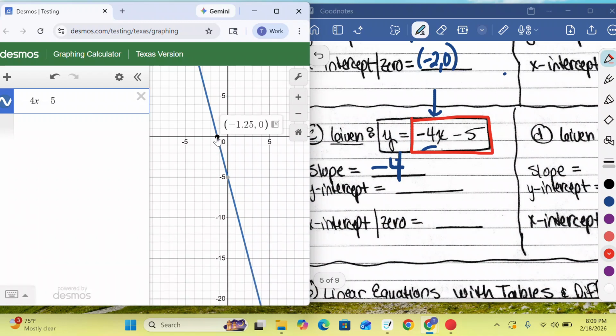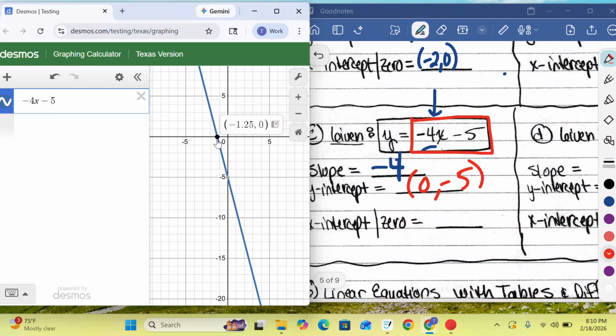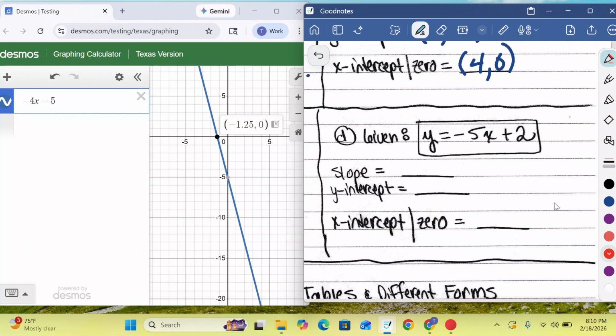And I get my x-intercept. My x-intercept is negative 1.25, 0. And my y-intercept is 0, negative 5. So once again, my y-intercept, where it crosses my y-axis, is 0, negative 5. And my x-intercept, I'm going to get rid of this one, and I'm going to get my x-intercept. My x-intercept is negative 1.25, 0. And last but not least, negative 5x plus 2.